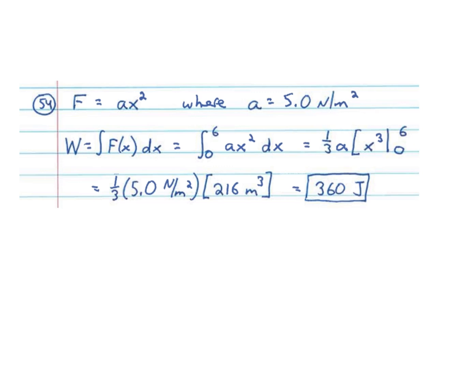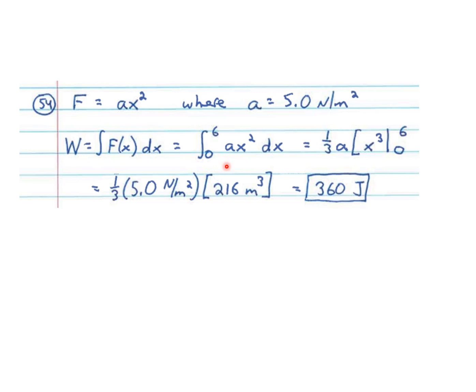Number 54. A force acts in the x direction, its magnitude given by force equals ax squared, where x is in meters and a equals 5.0 newtons per meter squared. Find the work done by this force as it acts on a particle moving from x equals 0 to x equals 6. All right, well, work with a changing force is just the integral of F dx. We've got the formula for force, that's ax squared, and a later on we'll substitute as 5. And we are integrating with the limits of integration from 0 to 6.